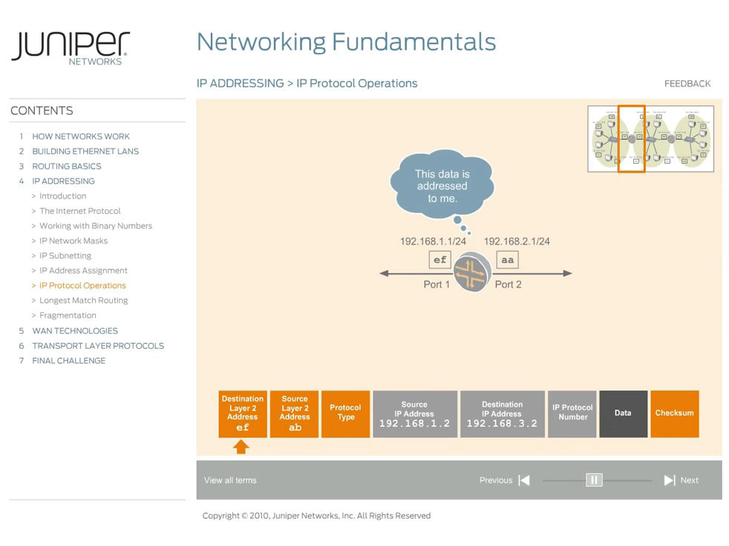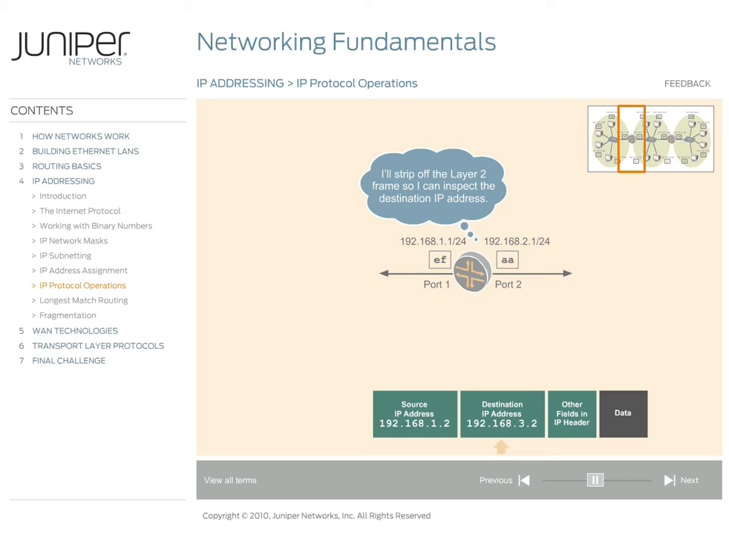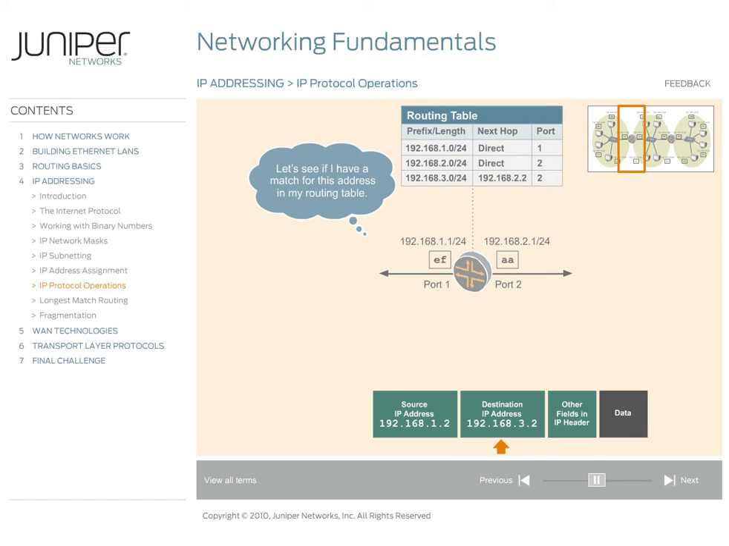If it is the router's MAC address, the router strips off the Layer 2 frame and looks at the destination IP address. It then looks in its routing table to find a network matching this destination IP address.